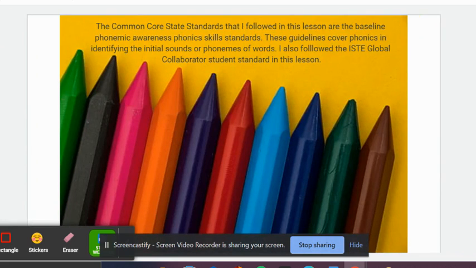The Common Core state standards that I followed in this lesson are the Baseline Phonemic Awareness Phonics Skills Standards. These guidelines cover phonics in identifying the initial sounds or phonemes of words. I also followed the ISTE Global Collaborators Student Standards in this lesson.